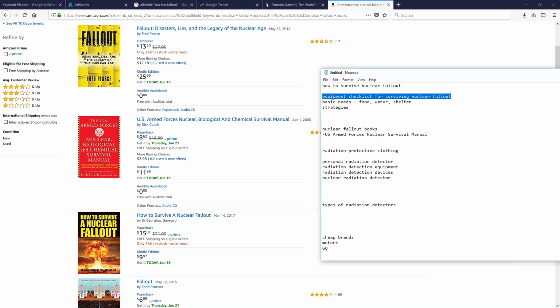For example, on some of these informational pages, my equipment checklist, I could definitely link up to some of these other pages. I might recommend that you have some kind of a survival manual. So on that page, within the content of that page, I might link up to this particular page of my site. I would obviously also mention the protective clothing and radiation detectors and things of that nature. Those could also be linked up to these pages of my site.